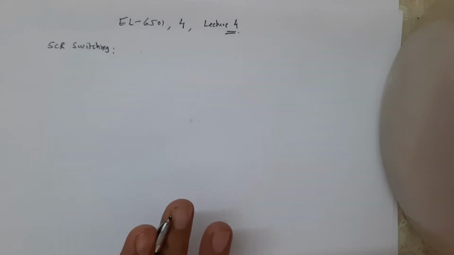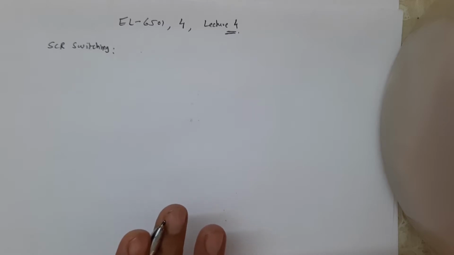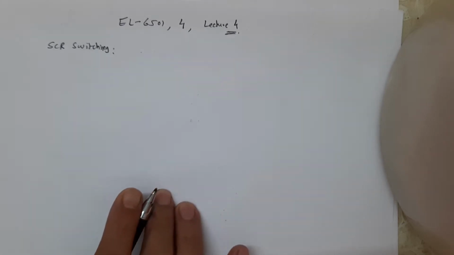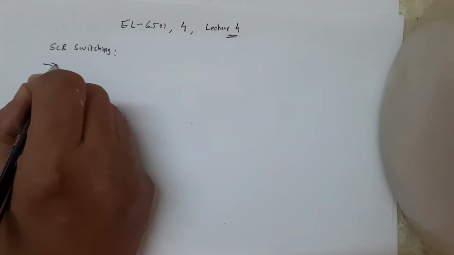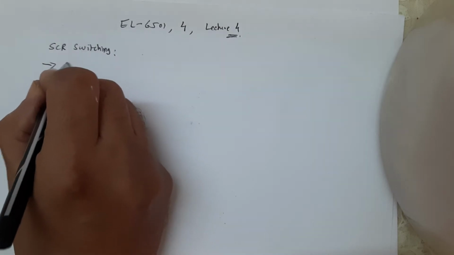Last lecture we have seen that SCR behaves as a switch. That means it has only two states, on state and off state, that means switched on or switched off. It is profitable to discuss the methods employed to turn on and turn off a SCR. How to turn on and how to turn off SCR. So first of all, SCR turn on method.